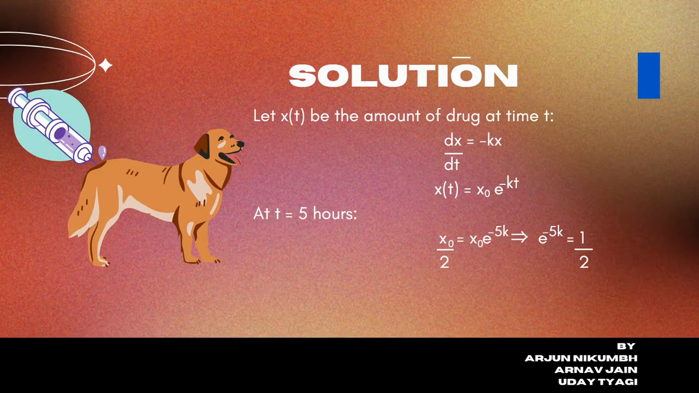Let x be the amount of drug at time t. dx/dt equals minus kx. And further, x(t) equals x naught e raised to minus kt. So at time of 5 hours, x becomes x naught upon 2. So we can write x naught upon 2 equals x naught e raised to minus 5k. And further, we can write e raised to minus 5k equals half. Now, the value of k is log 2 upon 5, which is approximately 0.1386.